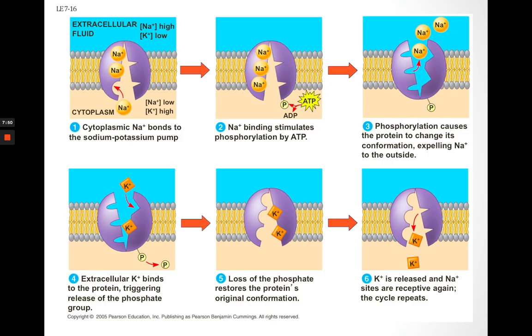Then the fourth letter is a K. That stands for potassium. What does potassium do? It comes in. And what are we working with? We're working with a 3-to-2 ratio. The 3 comes first because that's going to be the sodium. The 2 comes second because that's going to refer to the potassium. So sodium is pumped out. There's 3 of them. Potassium comes in.